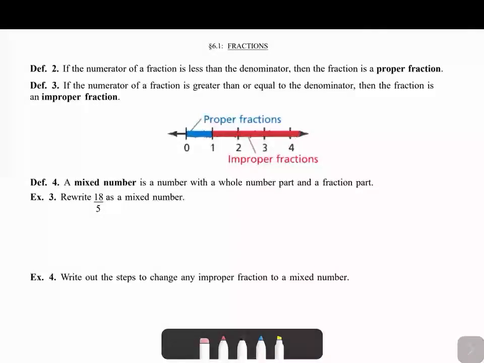Hi everyone, this is the second video for section 6.1 on fractions. So we're just going to continue going through some of the definitions and some of the examples.